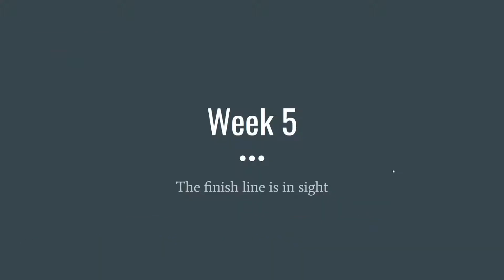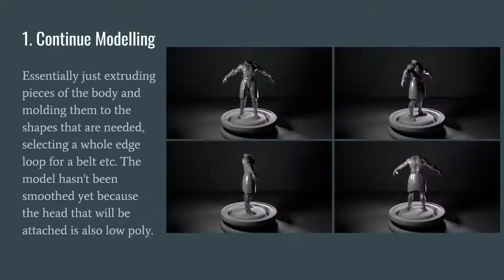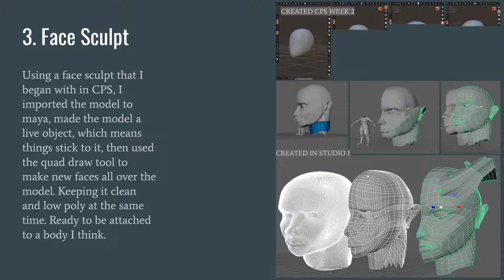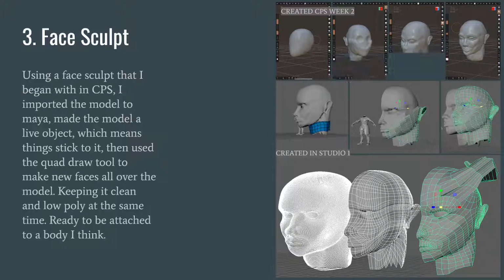Taking a step back from week 6 though, in week 5, I continued modeling my character. I extruded more belts and belt buckles and all the other details that I needed to get the low poly version of him ready for modeling the head. The head, the initial sculpting, as it says here, I created back in week 2 of CPS.